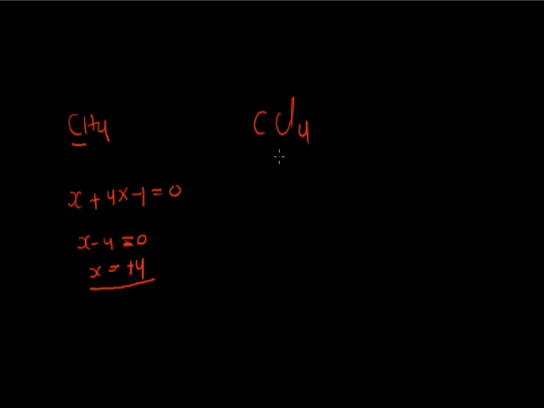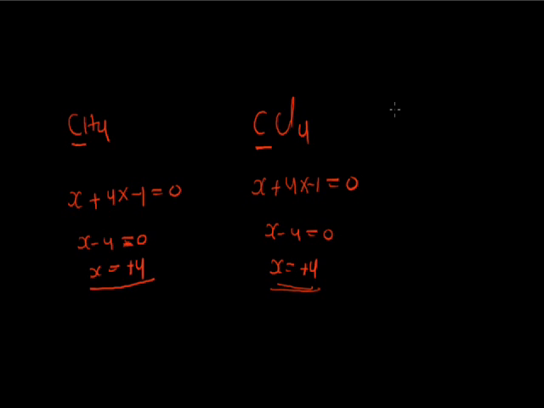Now if we take another example, the example of CH4, finding the OS of carbon. So x plus 4 into minus 1 equals 0, x minus 4 equals 0, x equals plus 4. That is, the OS becomes plus 4. Another example, if we have CCl4, carbon tetrachloride, finding the OS of carbon, x plus 4 into minus 1 equals 0, it becomes x minus 4 equals 0, x equals plus 4.